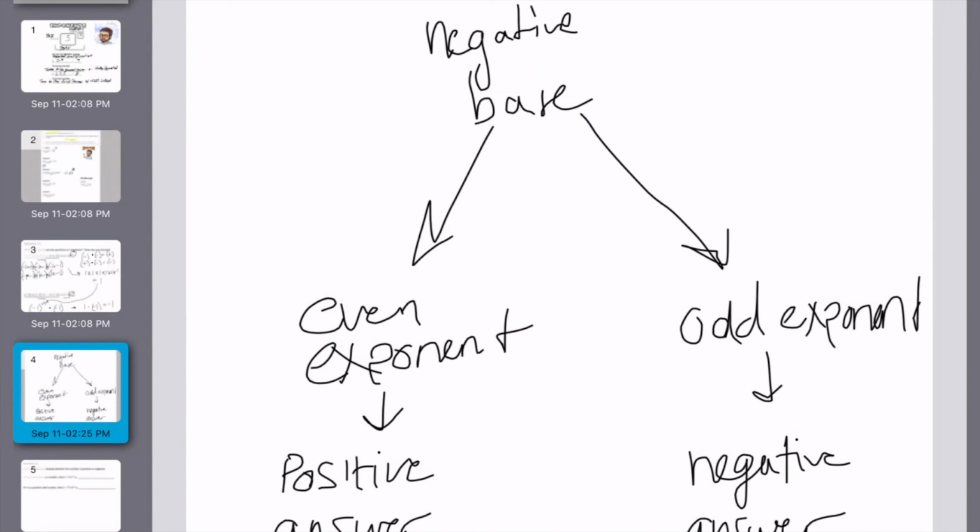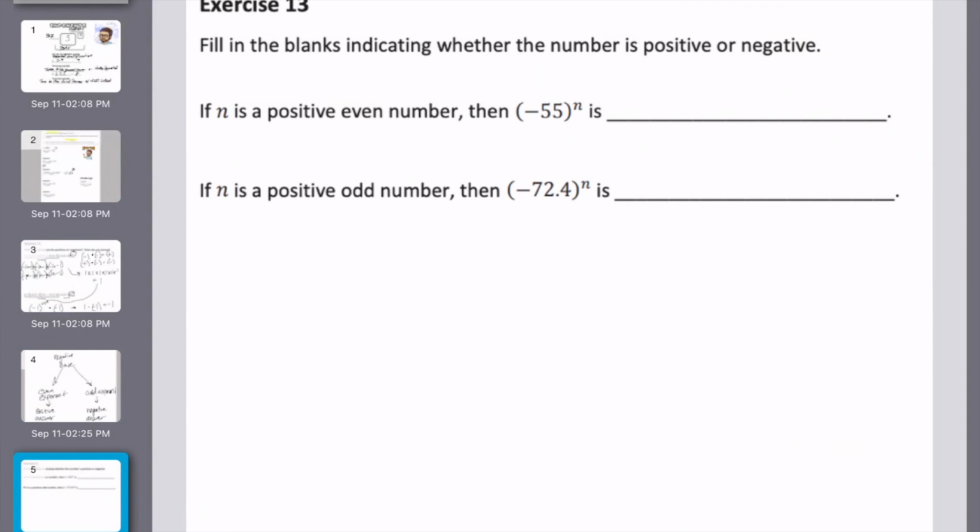Great. One last slide. So, fill in the blanks indicating whether or not the number is positive or negative. Right here it's saying if n is a positive even number. So I know that I have a negative base and an even power or an even exponent. That means that my answer is going to be positive. Now it's saying if n is a positive odd number, I have a negative base, an odd exponent, which means that my overall answer is going to be negative.